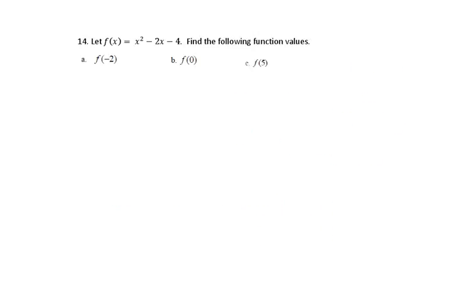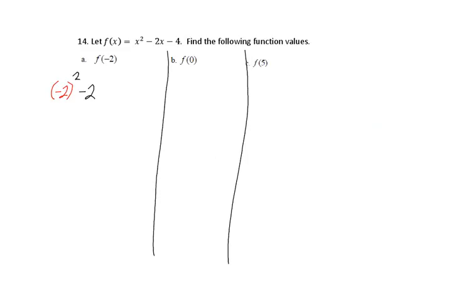Question 14. They gave us an equation and they want us to plug in the following values. So it's really 3 small problems in one. Let's start with negative 2. So you get negative 2 squared minus 2 times negative 2 minus 4. So negative 2 squared is 4. Negative 2 times 2 is 4. And minus 4 is just there. So you end up getting, well, 4.